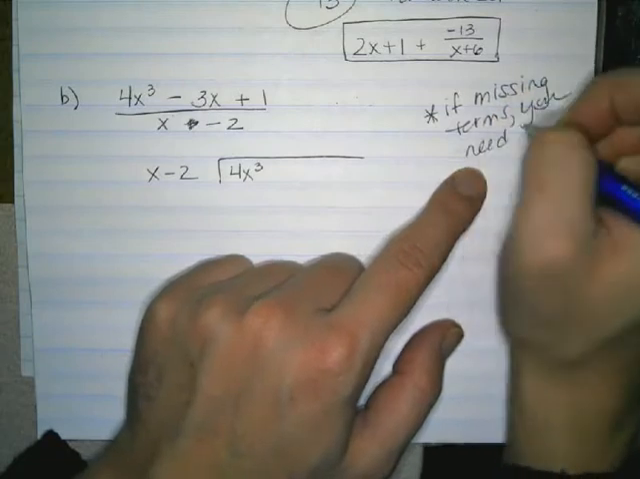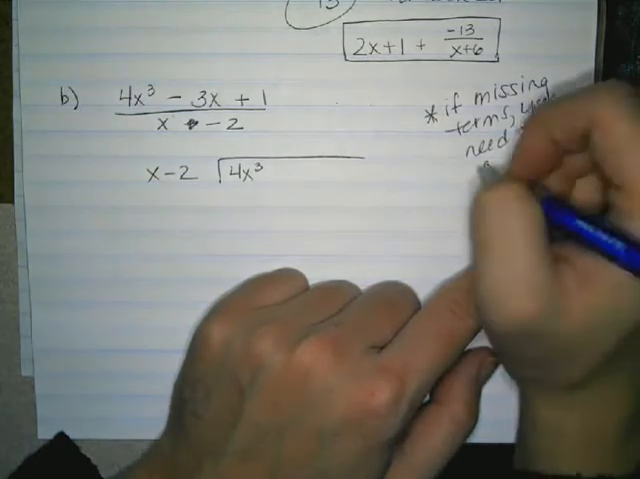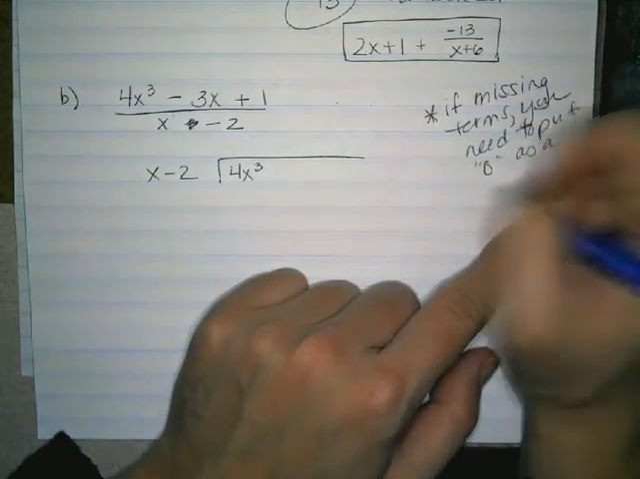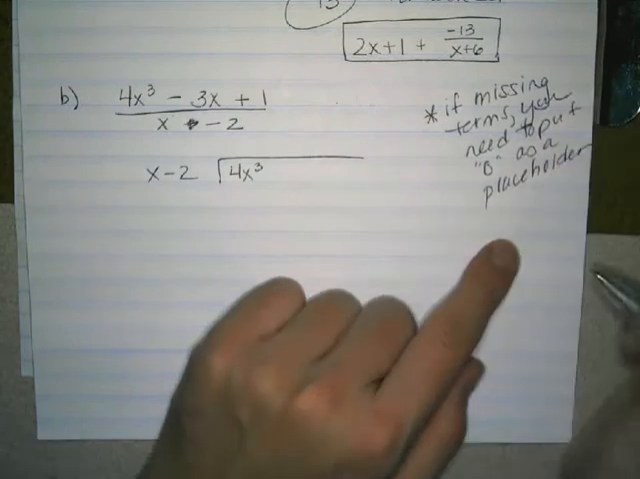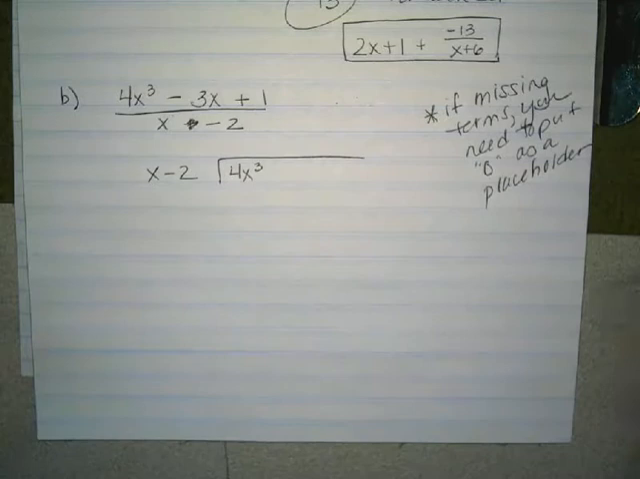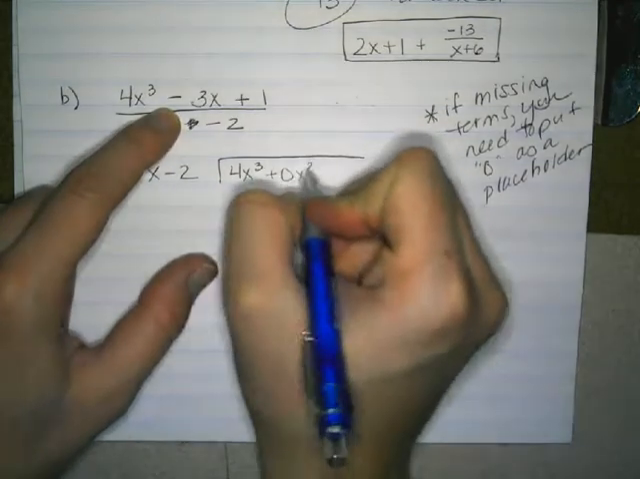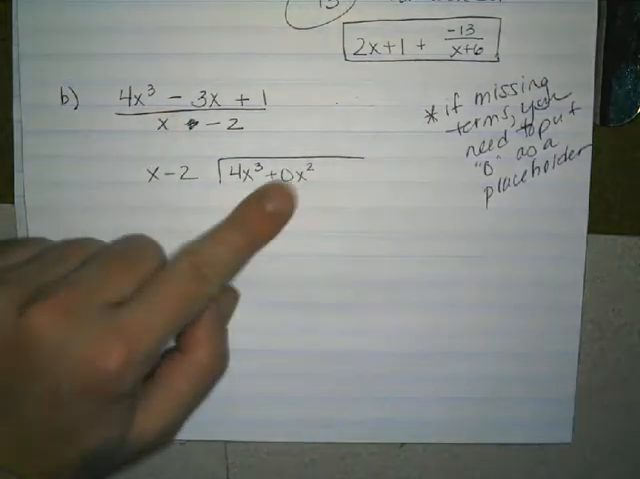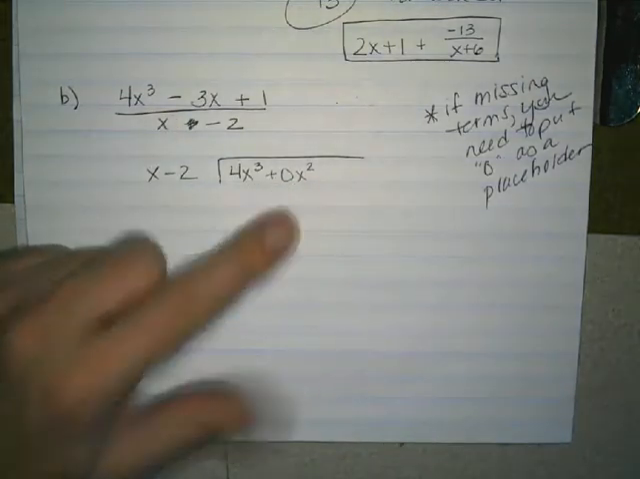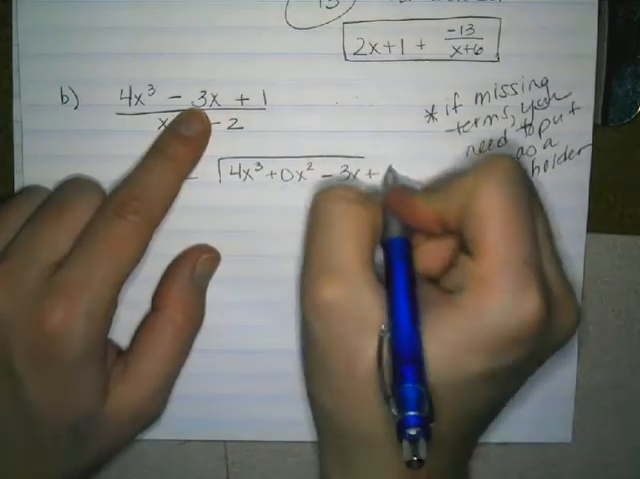you need to put 0 as a placeholder. Alright, so what I mean by that is if you're missing like an x squared, then you put in 0x squared just as a placeholder. We might need it, we might not, but just in case we need it to line things up, we want to make sure it's there. And then minus 3x plus 1.